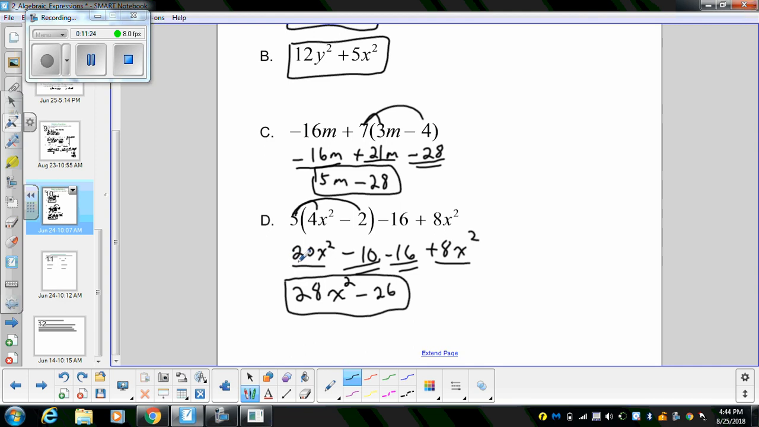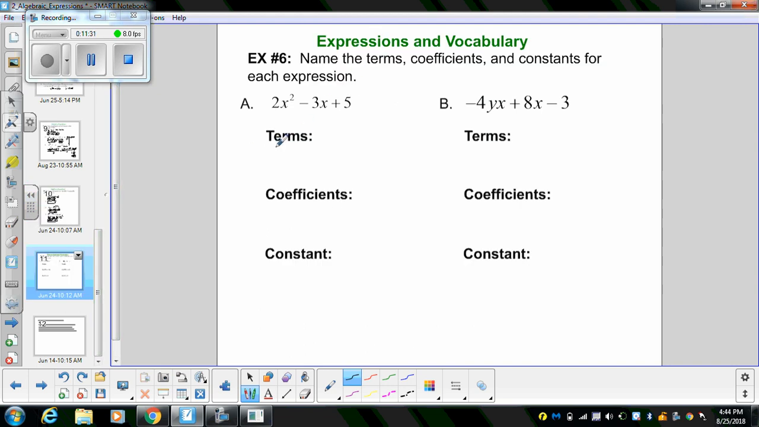Alright. So let's finish it up then. So we got expressions and vocabulary. Name the terms, coefficients, and constants for each expression. So your terms are each one of these. Right, so that would be your 2x squared, your negative 3x, because the sign goes with the number, and 5.